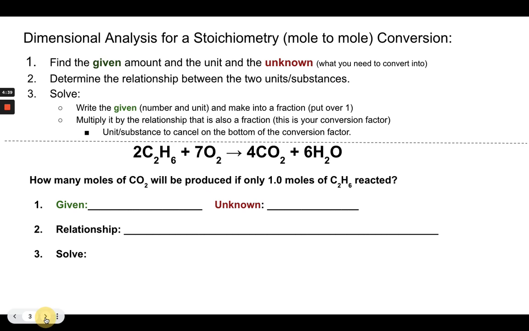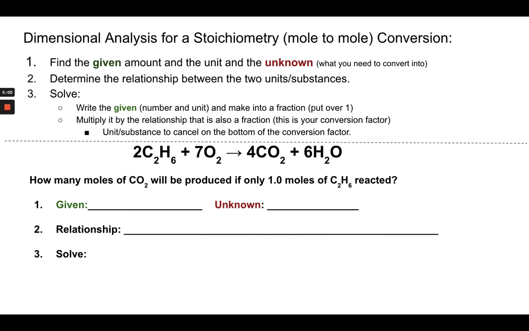So, when we go to solve this problem, you're not going to look at all of this information. This balanced chemical equation is what you need to get your relationship. So that means you're only going to look at the moles of the two substances involved, and you can ignore the rest. So let's put this into practice.